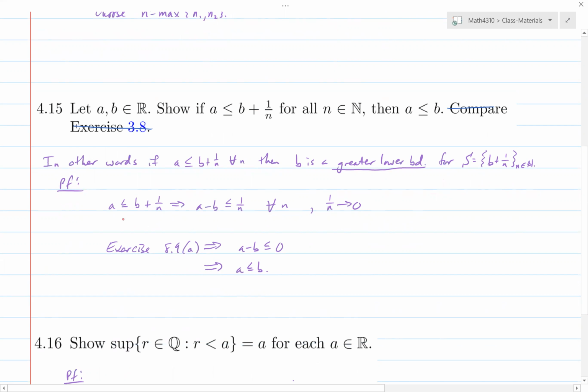Again, I just go through arguments using sequences. If a is less than or equal to b plus 1 over n, that means a minus b is less than or equal to 1 over n, and then 1 over n goes to 0. When I pass to the limit, a minus b is less than or equal to 0. You can go look up this exercise, and then I add the b over. Not so bad. There's my end of the proof.